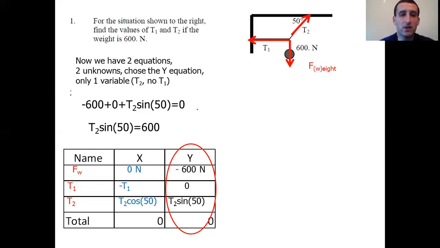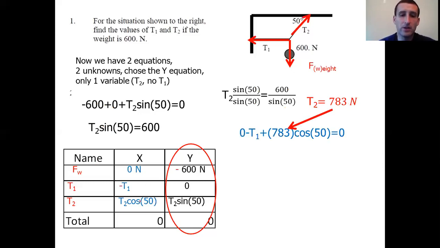So we move the 600 to the other side. We divide both sides by the sine 50. And we get that T2 is 783. Now that we have a value for T2, we can go back and do the x values. 0 minus T1 plus T2 cosine 50. The T2 is the 783, so we can stick that in and have only 1 variable. We move the T1 to the other side to get rid of the negative sign. Now we have all numbers on the left and our variable on the right. We'll plug that into our calculator, we get 503. So 783 for T2, 503 for T1.